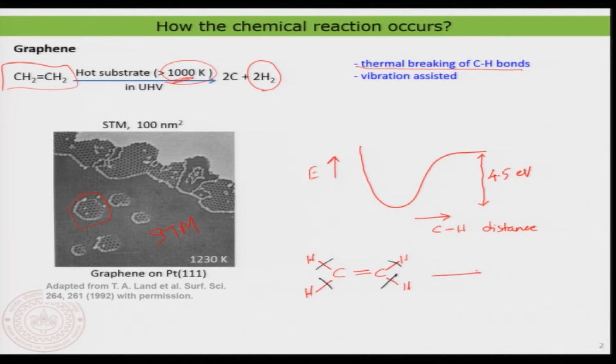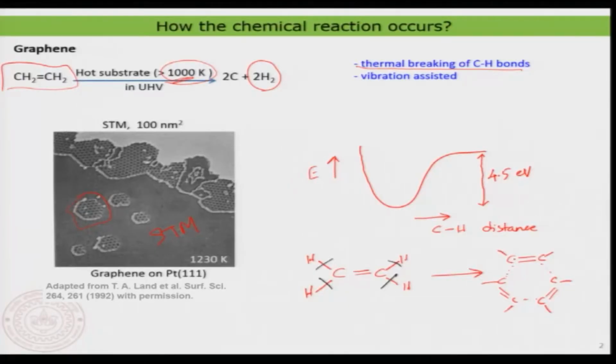Well, we can complete the equation. So you go like that and you can basically get a C double bond C here, another C double bond C here, and another C double bond C. And then you see, by connecting them together, you basically form a graphene cell. Yeah, and then you have many, many different cells that are going in this direction, and then you can basically complete the formation of graphene. So that's what it is.